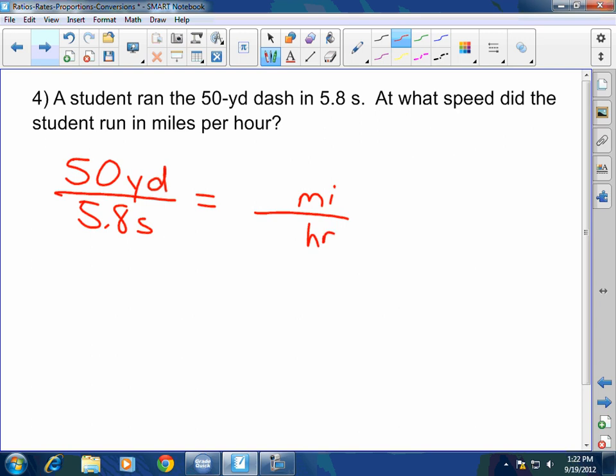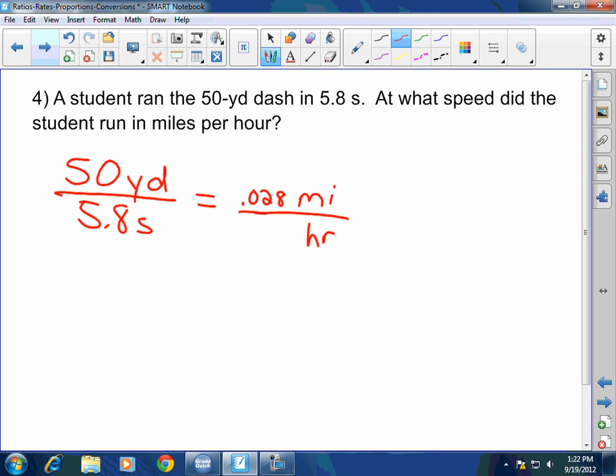So I'm going yards to miles. Is that multiplication or division? I'm going from small to large, right? We already said there's 1,760 yards in 1 mile, correct? So am I going to multiply that by 50 or divide it by 50? Divide. I'm going small to large, so divide. So I'm going to use my nifty calculator. 50 divided by 1,760. So that's going to equal roughly 0.028 miles.